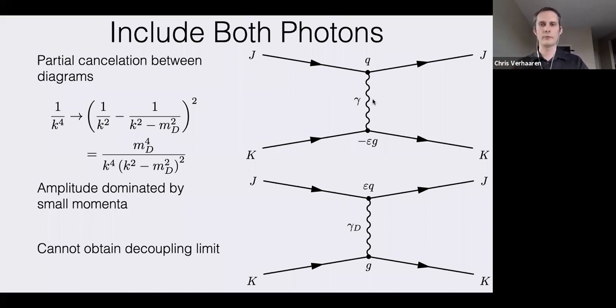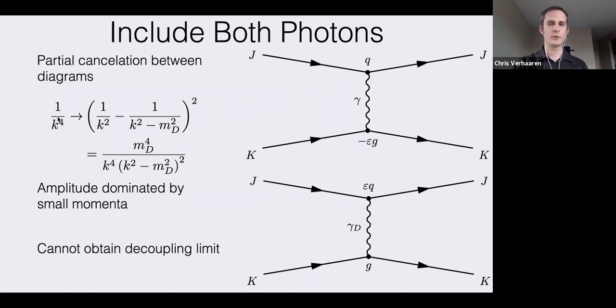But why you can't do that is the fact that there's two photons involved, right? So if you want to look at higher energies, then you had better use both the massless photon and the massive photon. So you're going to have, let's say in some scattering experiment, two diagrams, one with the massless visible photon, that goes like Q and minus epsilon G, and one that goes like epsilon Q for the massive dark photon and G for the monopole. Notice that these enter with opposite sign because of the charges and how these things couple.